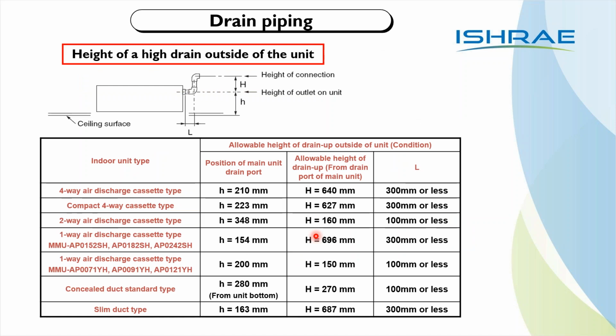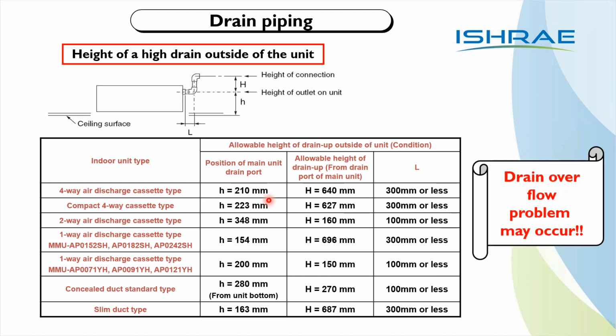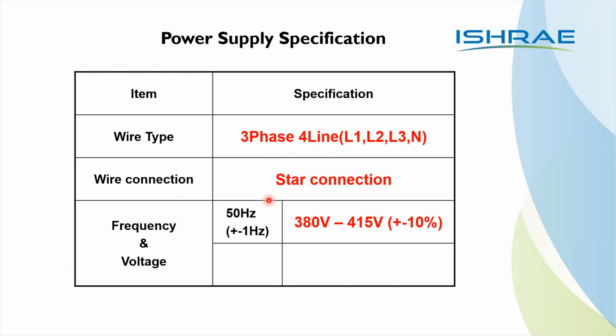So for a 4-way cassette, generally what is the height that it can take? People say that you have got a drain pump, so please have a drain pump. Please note, there is a limitation on the height you can take, and again, it is brand specific. Please refer to the owner's manual in terms of what size you can take, or a drain overflow problem may occur.